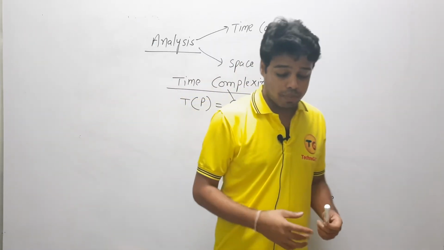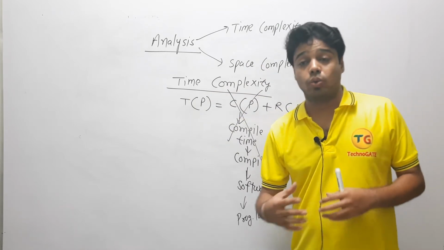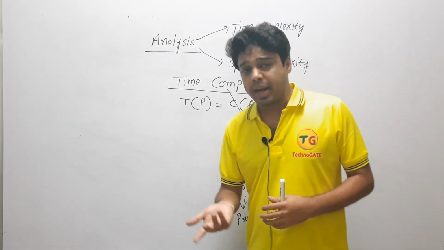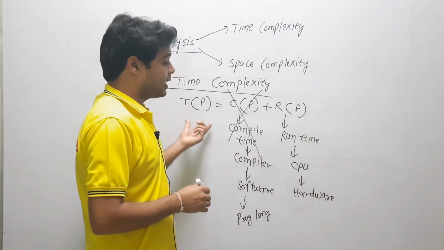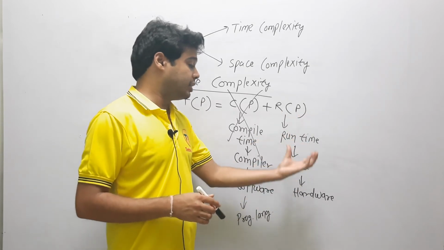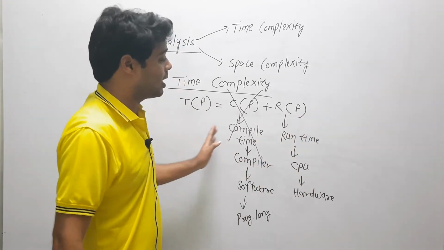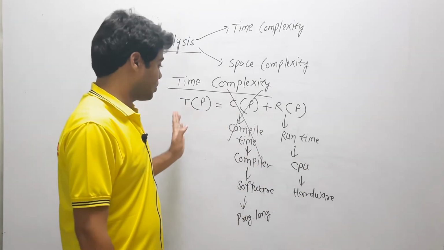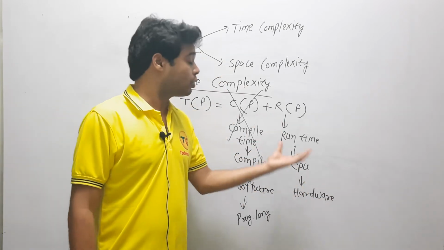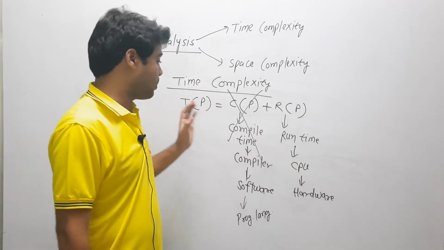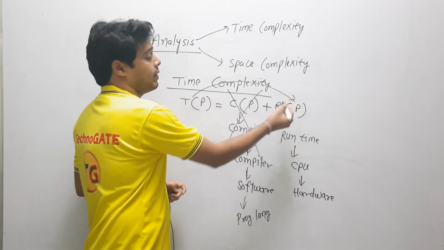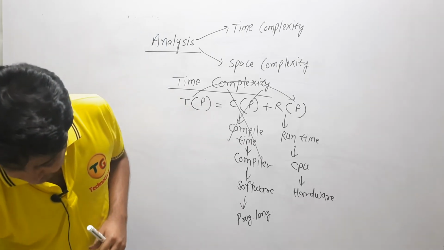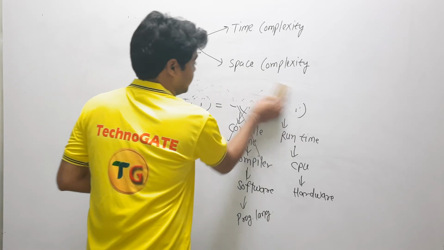For a particular hardware, for a particular CPU, how much time will it take to run n inputs, n square inputs, exponential inputs, or many types of inputs. So time complexity always depends on the runtime, meaning CPU, meaning hardware. Always remember, time complexity depends on the hardware, not on the software. How much time will a particular hardware take to run a particular program? Clear? So here is the time complexity.